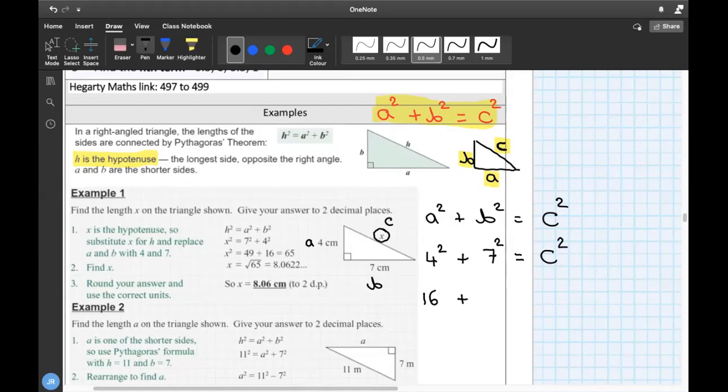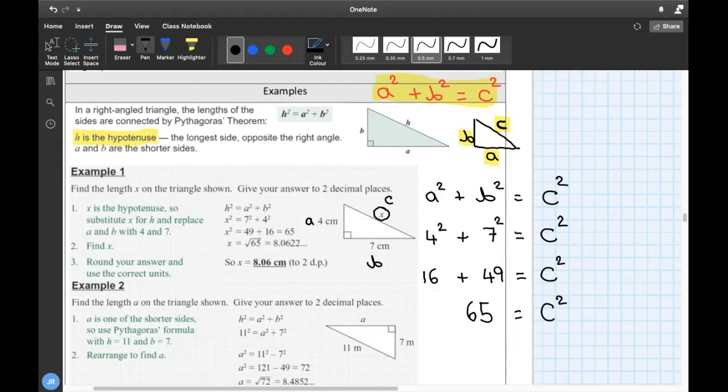Then we do 7 squared, 7 multiplied by 7. That gives you 49. And that's equal to C squared still. Haven't done anything with my C squared, that has stayed the same. Next, I need to simplify it a bit further. 16 plus 49, what do we get? Well, 49 plus 6, that gives me 55. Add the 10, that gives me 65. So we add these together, and we get 65 is equal to C squared.